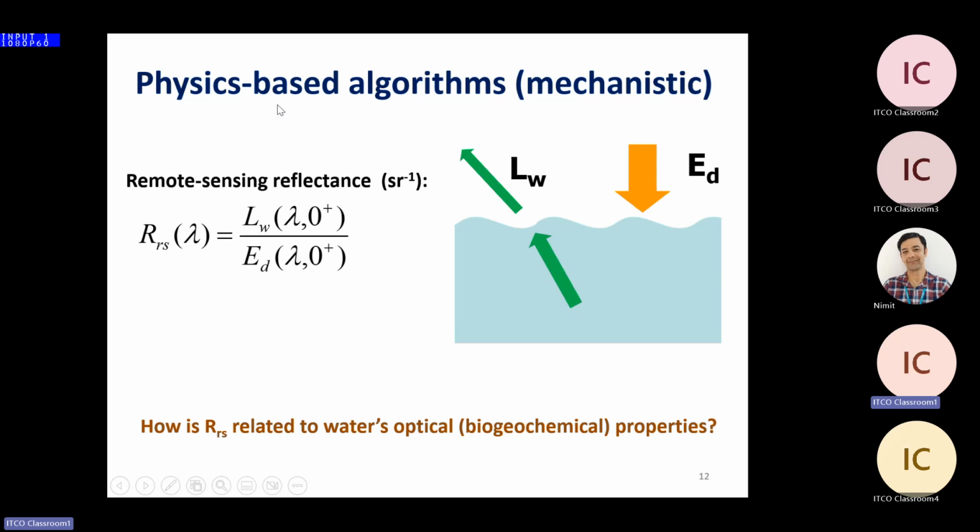Okay, so for mechanistic algorithms, or physics-based, or what we call semi-analytic algorithms: this is the remote sensing reflectance, Lw by Ed. To use this as input to estimate or calculate IOPs or chlorophyll or other properties, we first need to know how this Rrs is related to the bio-optical properties of the water medium.